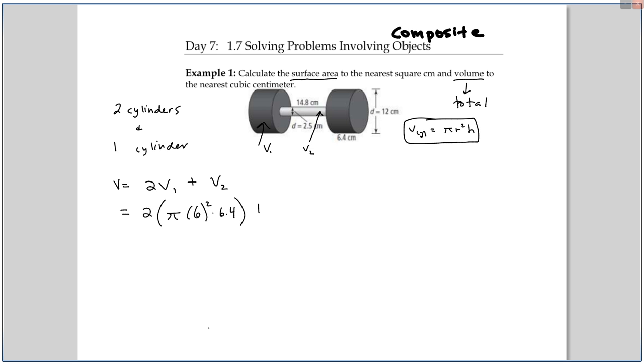Now, let's do V2. What's V2? The small cylinder in between. So we're going to use pi r squared h again. So pi. Radius, what's half of 2.5? 1.25, and then we've got to square that, and then we times by the height, which is 14.8. Now, that's a pretty large formula, so when I use my calculator, I'll probably just do one term at a time and then add it up. Make the screen larger. How about that? Is that better?